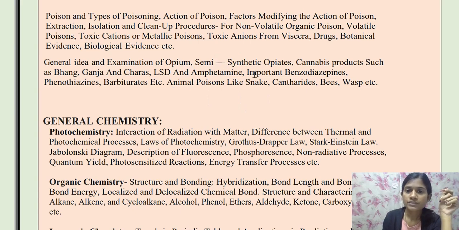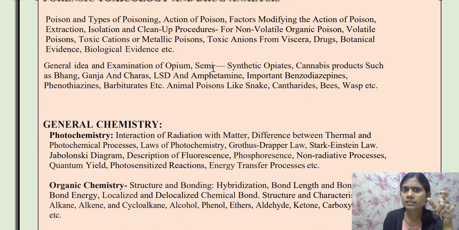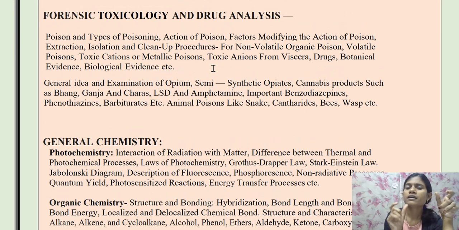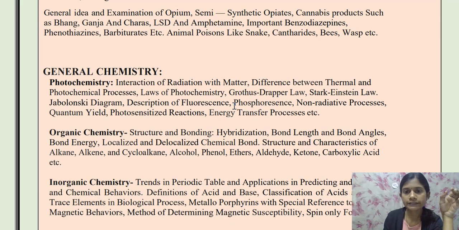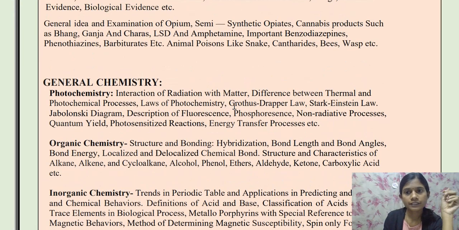So: opium, semi-synthetic opiates, and cannabis products, such as from the cannabis plant, or what we usually call kaskas or gasgasalu. In the cannabis, different drugs will come from the cannabis. A drug is nothing but any material which will cure a disease. So, which will cure the disease, that is the drug. If it is showing some effect on the body, then that is the drug.